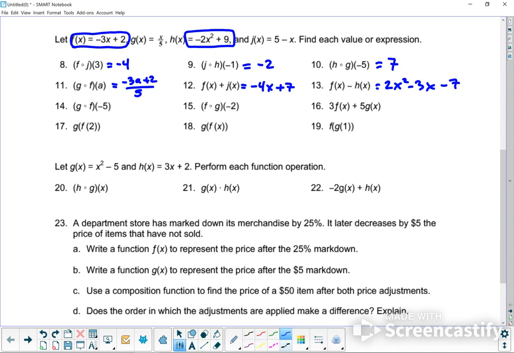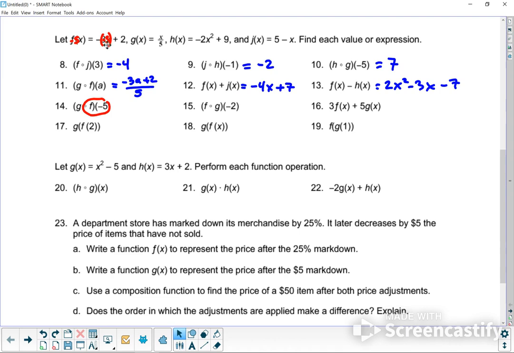Okay, back to composition. f with negative 5 in there. So here's my function f, and I'm going to put negative 5 in there. That means negative 3 times negative 5 is 15, and 15 plus 2 is 17. So f of negative 5 is 17.